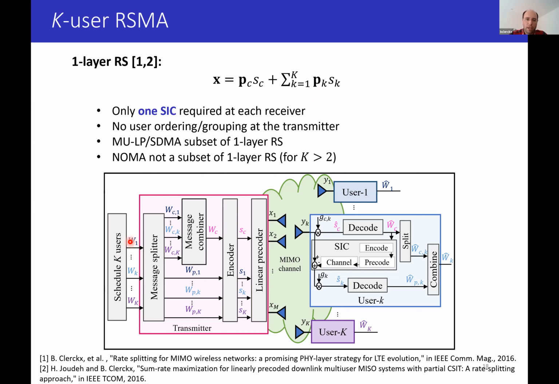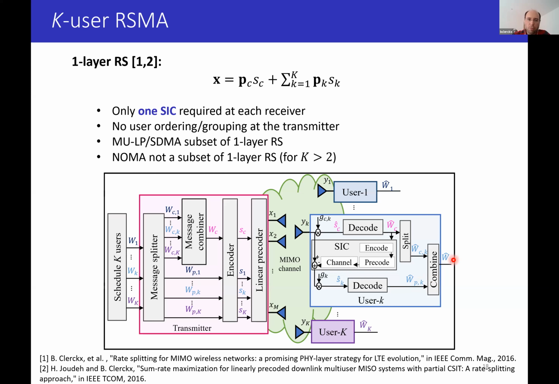So from K messages, we generate K plus 1 streams: one common stream that is decoded by all K users, and K private streams that are each decoded by an individual user. So user 1 will decode SC, the common stream, to retrieve the part of the common stream that is intended for user 1. And then we'll decode, using SIC, the private stream S1 and retrieve the private part. And then recombine the two, the private and the common, into the original message.